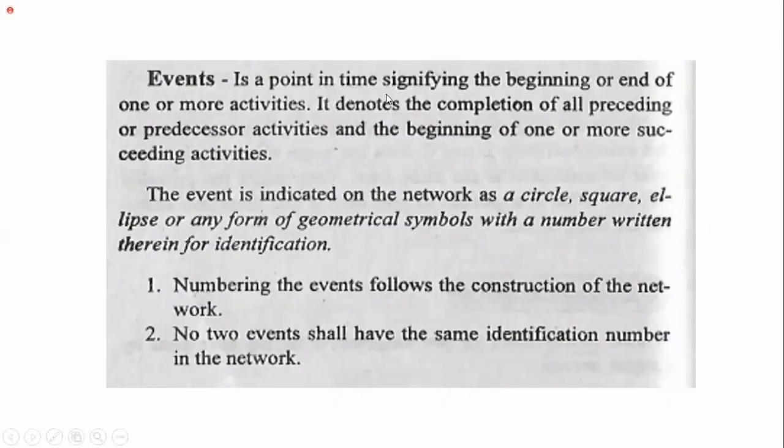An event is a point in time signifying the beginning or end of one or more activities. It denotes the completion of all preceding or predecessor activities and the beginning of one or more succeeding activities. The event is indicated in the network as a circle. So, mga to nakita kanina. Circle yan, na number, or any form of geometrical symbols with a number written therein for identification. Numbering, how to number events. Numbering the events follows the construction of the network. And dapat walay duha ka event nga pareha og number.